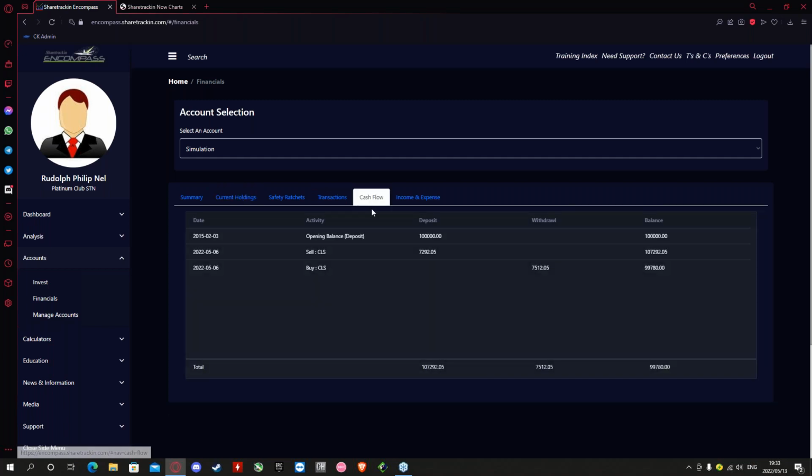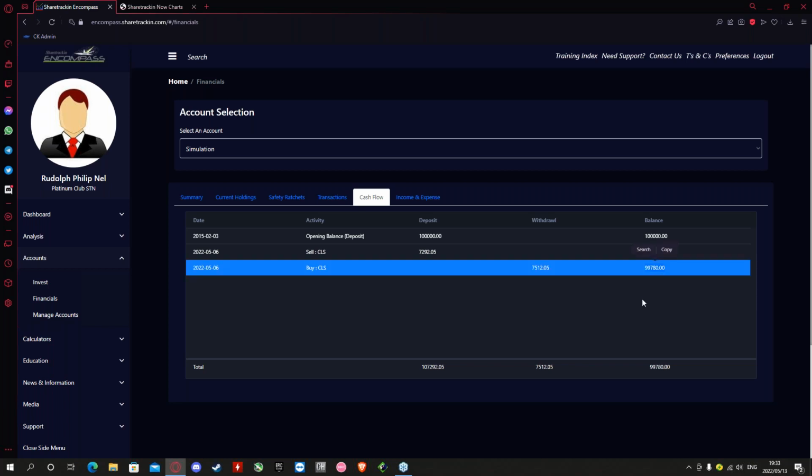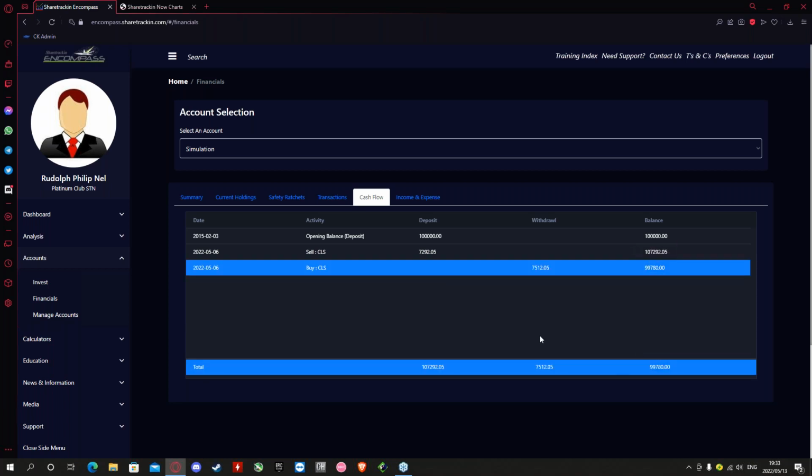Then with your cash flow, so cash flow shows you where your money has gone to. So deposit with 100,000. Over here we bought a share, so that's the withdrawal, and then we sold the share again, and then it deposits that money back into your account. Then at the bottom here, that would be your cash balance, so what you would be basically left with.